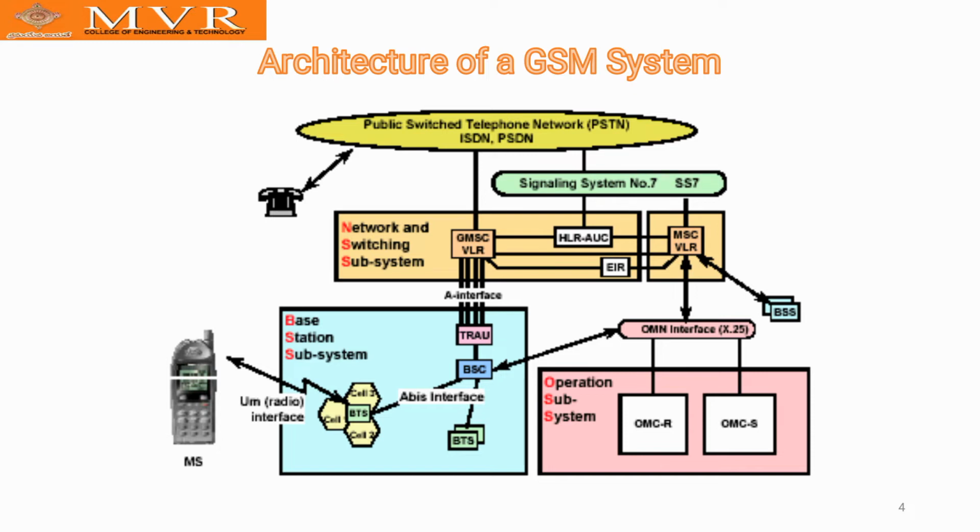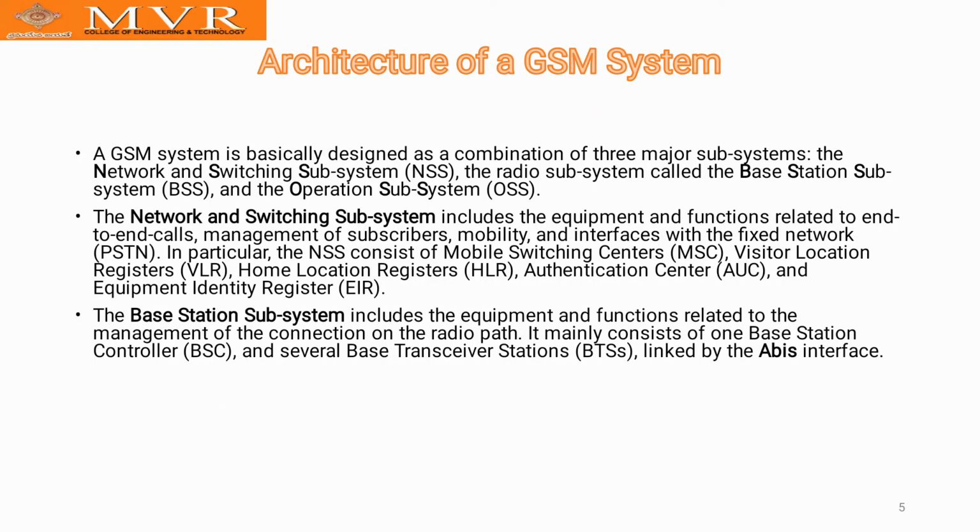So this is the architecture of GSM. This GSM architecture is designed as a combination of three major subsystems. Those are the networking switching subsystem, that is NSS, the radio subsystem called the base station subsystem, and the operation subsystem.